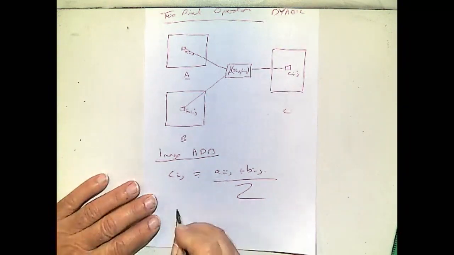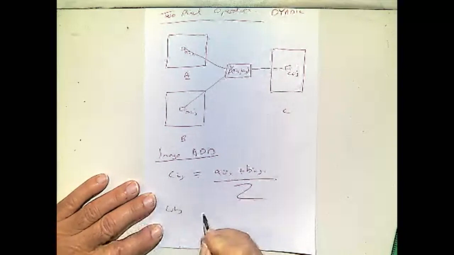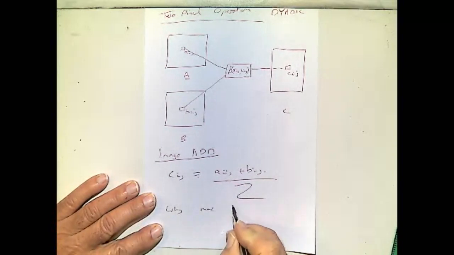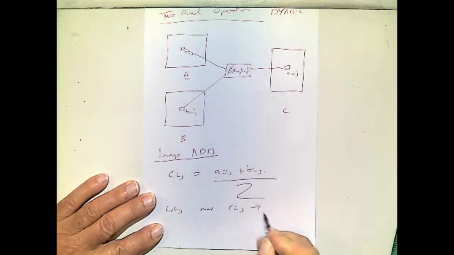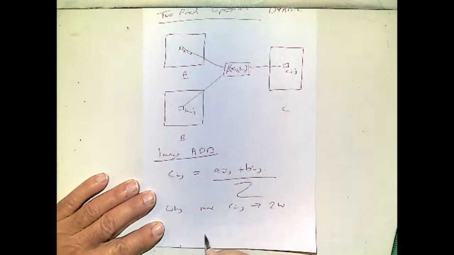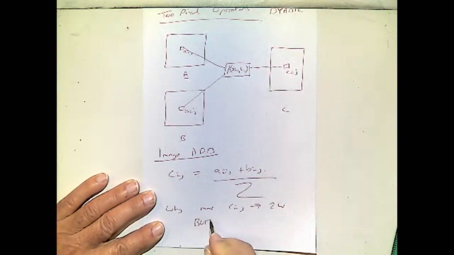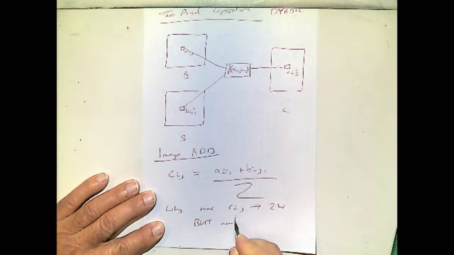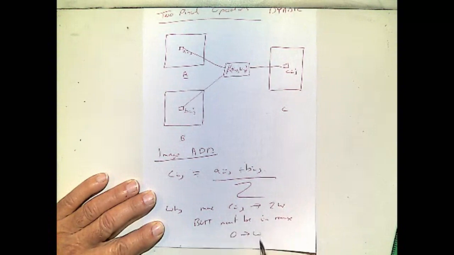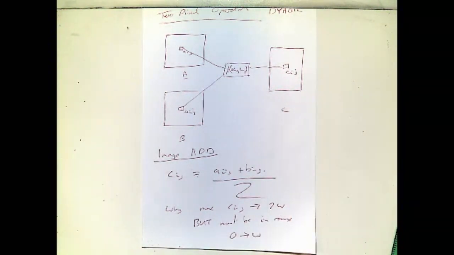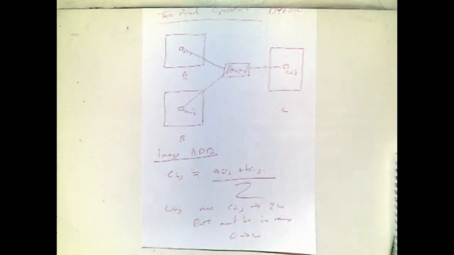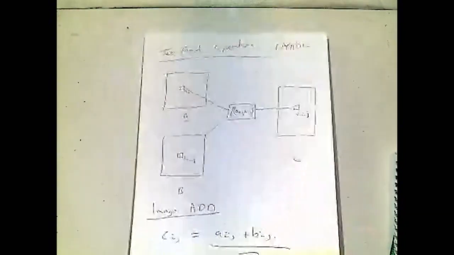Divide by 2. Why? Max Cij is 2W, but it must be in range 0 to W. Right, so that is the image add. Let's move on.